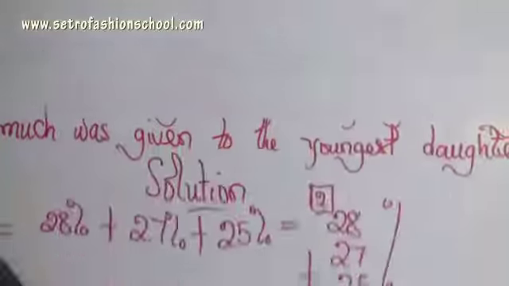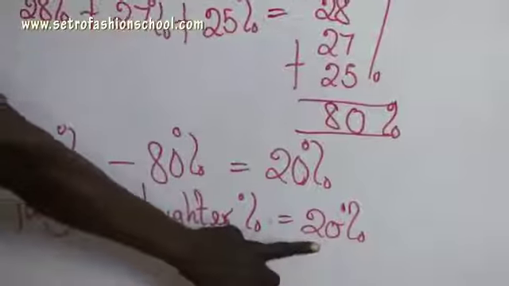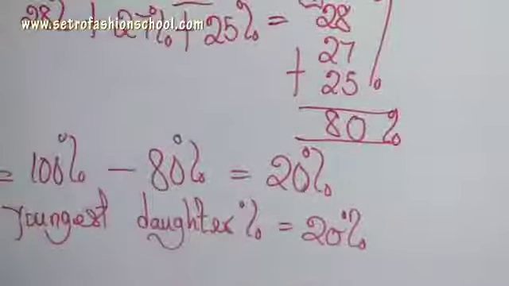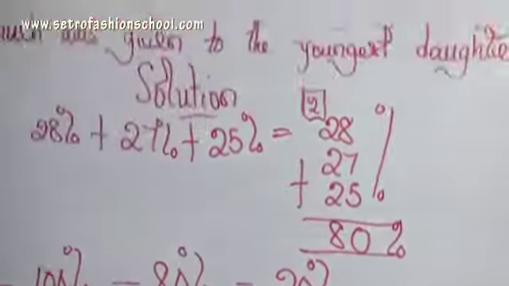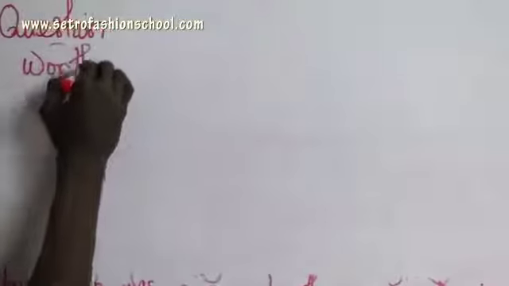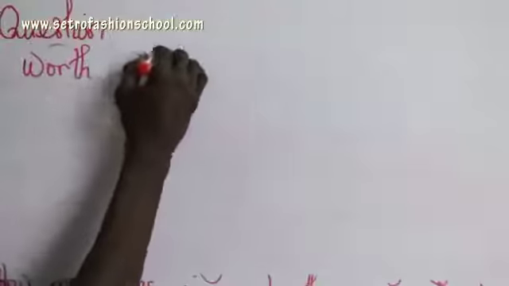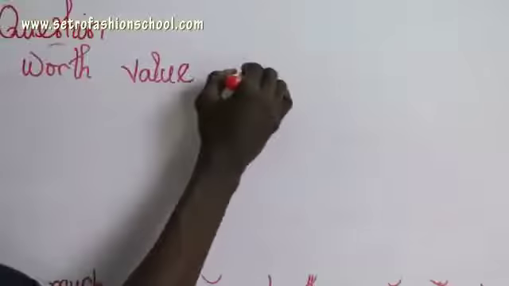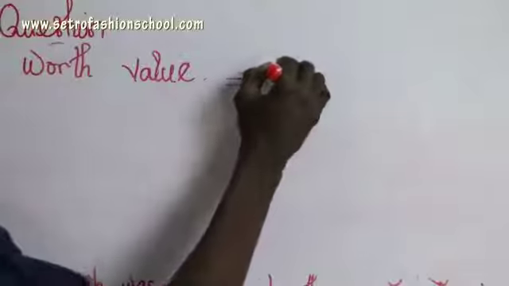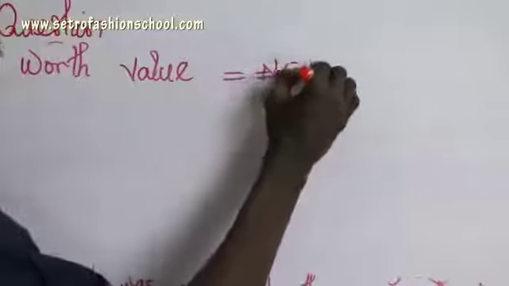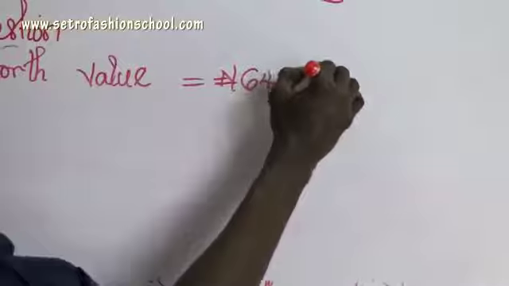As I was saying, the next thing we have to do now is to make use of this 20% to work on the value given to us in the question. Now, we have the worth value of the man, which was 64,000 naira.